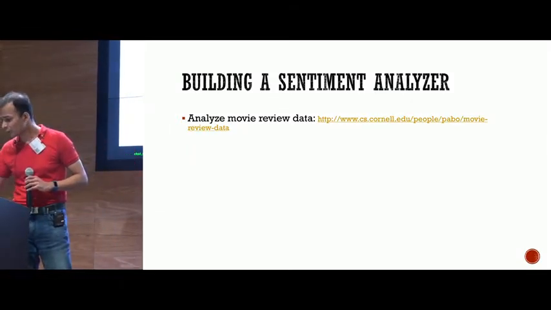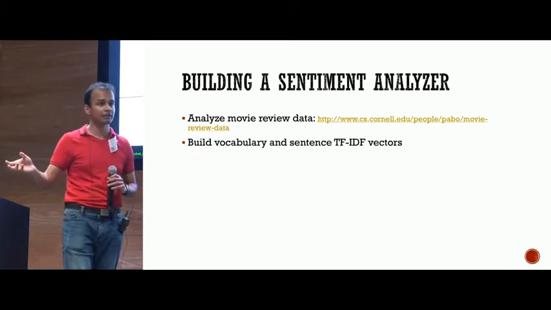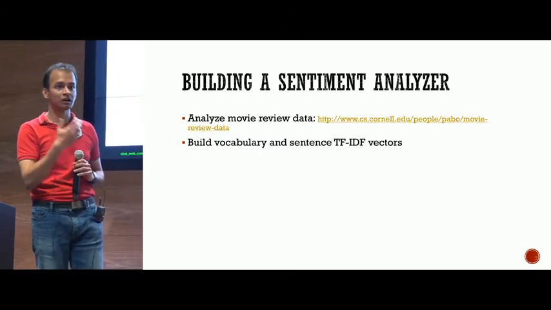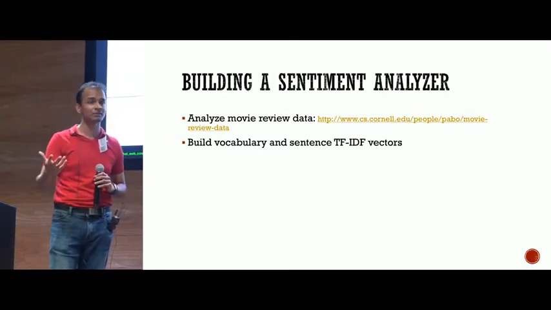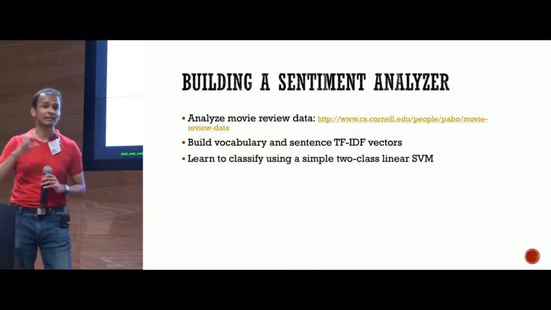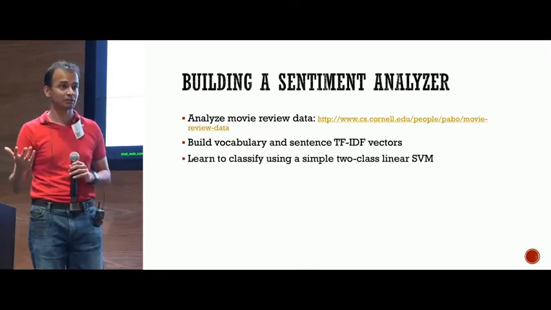And what we would be doing is we would build a vocabulary, like I showed earlier. We would just simply take a vector, and then we would do a term frequency, inverse document frequency, and then we would train a simple linear SVM classifier to say whether it's a positive sentiment or a negative sentiment.